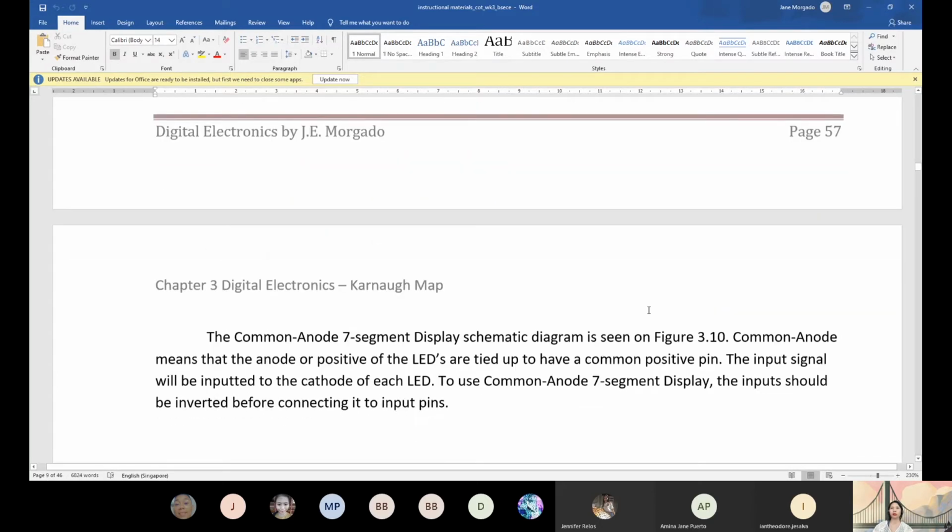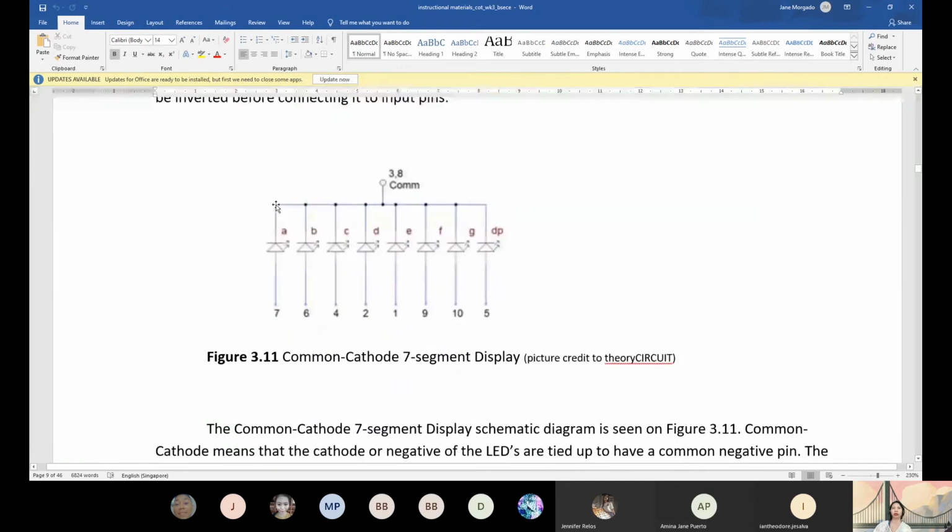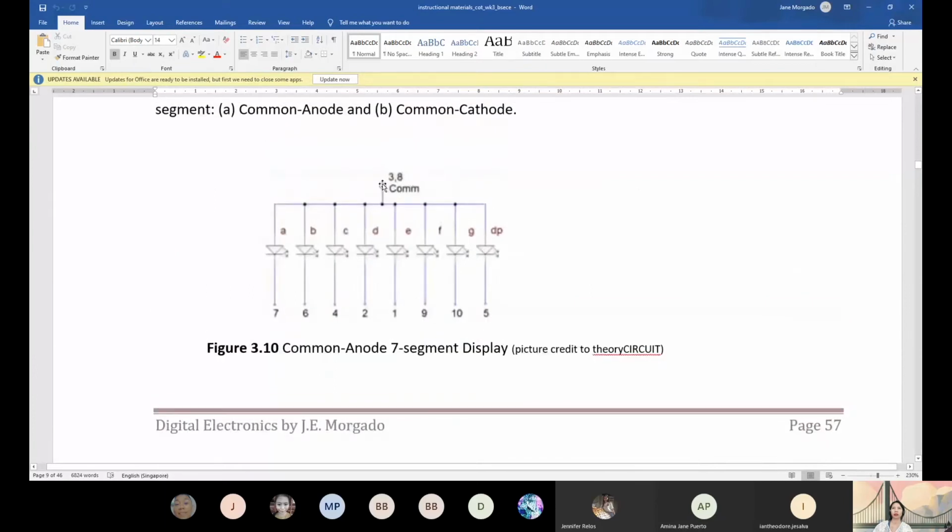Okay, so for common cathode, we have cathode negative of each LEDs being tied up. So you have the common here, which are 3 and 8. Okay, so we have 3 and 8 as common. These are common positive. Okay, so pin 1 for E, 2 D, C, okay, 4 is C, 5, okay, decimal point, 6 B, 7 A, 9 F, and 10 G.